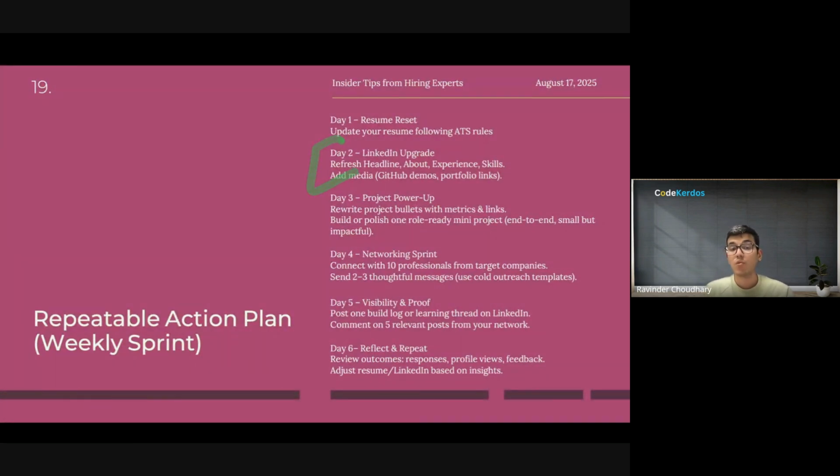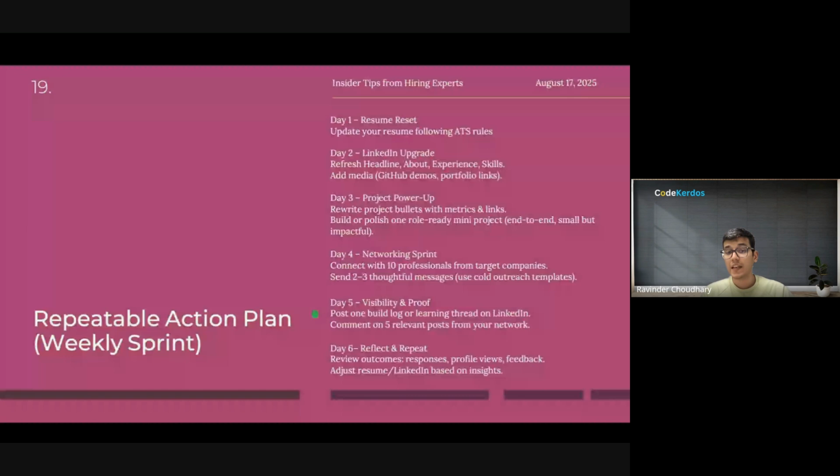Day two, guys, you can work on the LinkedIn upgrade. Update your LinkedIn profile, update your heading, update your experience, skill set, photo, about section, add relevant media wherever required. Next one is day three, where you can do a project power up, rewrite your project bullet points using the XYZ method that I talked about. It is very, very helpful. It is very impactful. Then the networking sprint, where you connect with at least 10 professionals from targeted companies. Like, okay, I want to go into Adobe, reach out to 10 people from Adobe. I want to get into Google, connect with 10 people from Google.